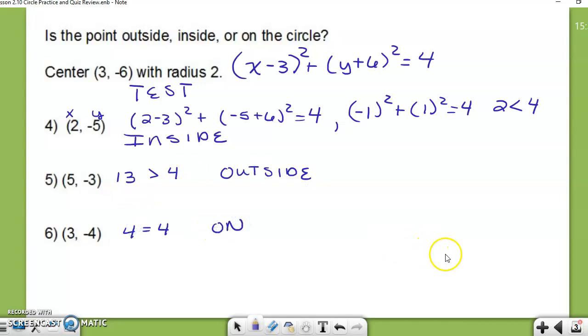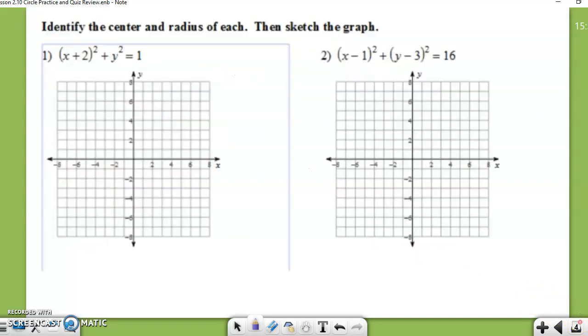Okay. If you didn't, go back again now that you have the answers and try to work backwards to the correct answer. Then we identified center and radius and we sketched a graph. So here my center is a negative 2. It would have been a negative 2 to make that positive. And then since my y is by itself, it's just a 0. And my radius equals the square root of 1, which equals 1.